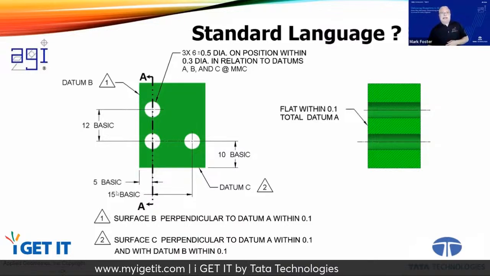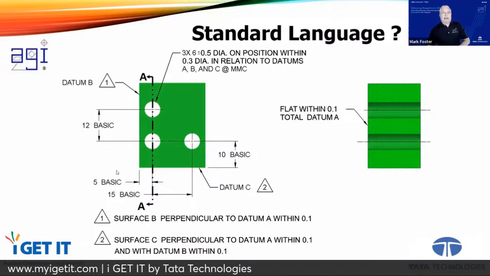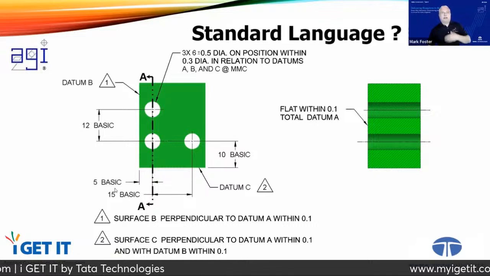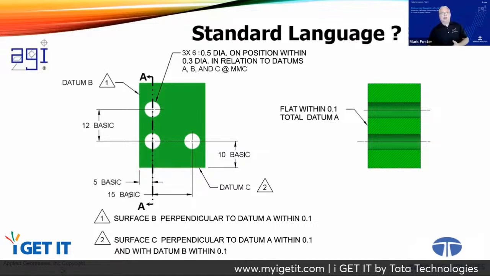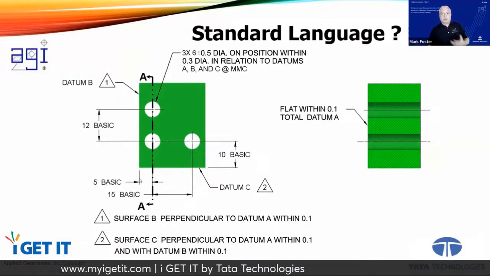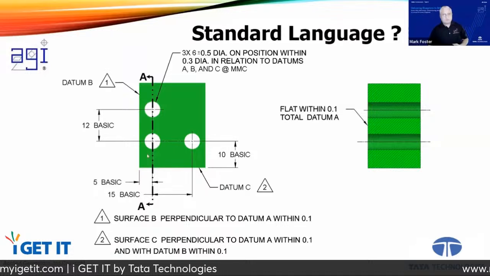This word basic in GD&T means theoretically exact. So all these dimensions are theoretically exact. If the world were perfect, these holes would be exactly at these basic dimensions. But we know that you can't make perfect things. So we have to tell you how far off of perfect is still okay. We have to set those limits, right?